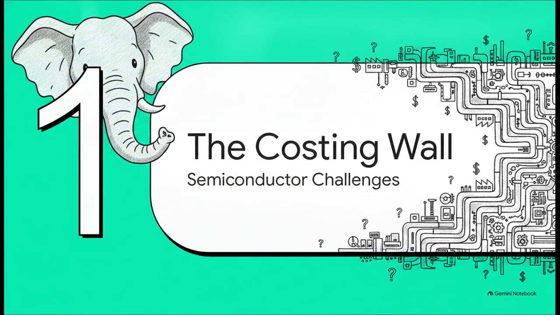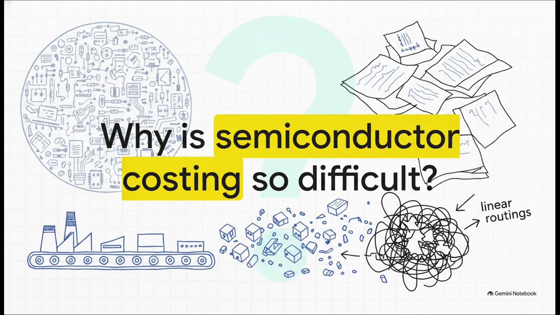Section 1. The wall of semiconductor costing. Let's just address the elephant in the room right off the bat. Why is semiconductor costing so uniquely, painfully difficult? Think about it. Why do traditional manufacturing costing models, things like your standard bills of materials and linear routings, completely fall apart the second you apply them to a silicon wafer?